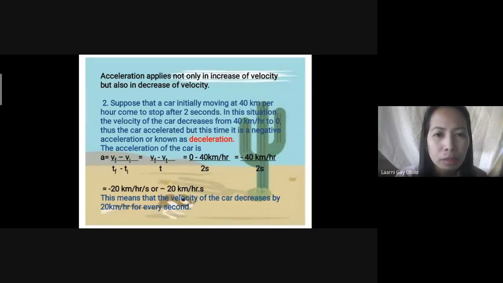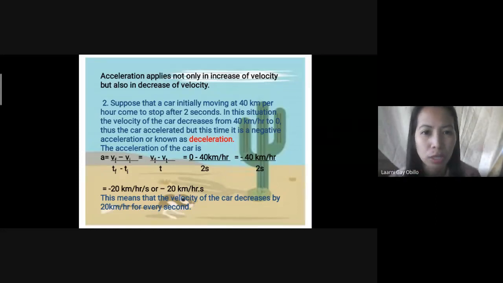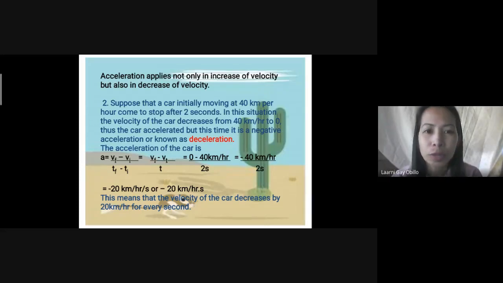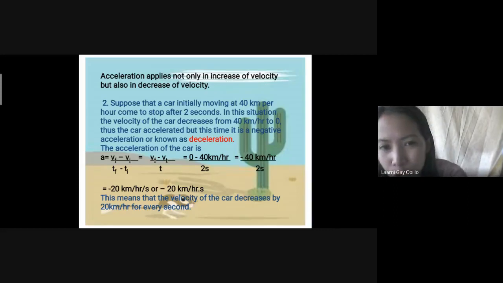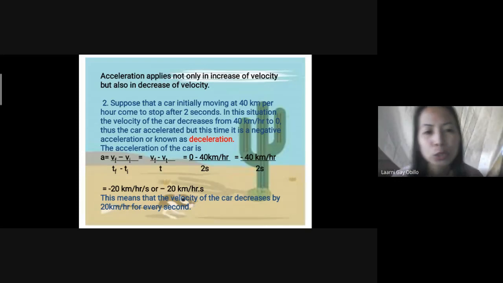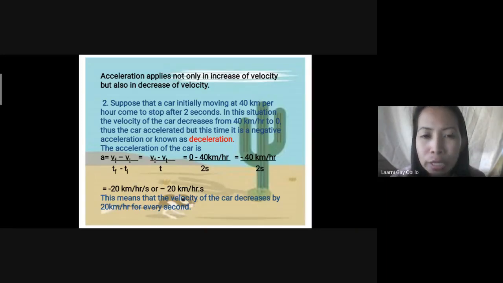Tapos, bigla siyang nag-stop sa 0. So, naging 0 nga kasi huminto siya. So, kapag unti-unting bumagal, we call it as deceleration. Kapag pabilis, acceleration. Kapag unti-unting bumagal or huminto, we call it as deceleration. So, since we have the final velocity minus initial velocity, so 0, that is the final velocity kasi nga huminto siya, minus 40 kilometer per hour divided by 2 seconds, which is the given time.